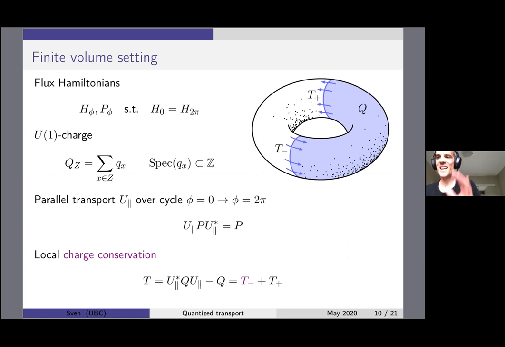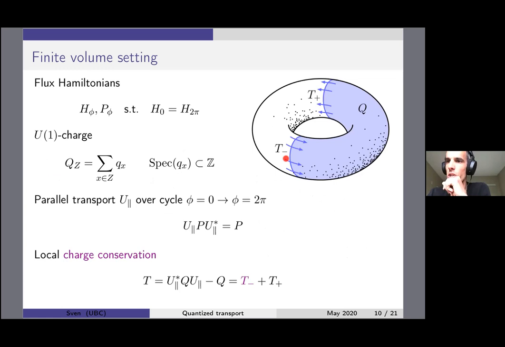So I put myself in a finite volume. My cylinder, I imagine it actually being a small part of that torus. It's a finite volume torus. I will imagine it to be arbitrarily large, but finite. And again, I will count the number of charges going in across this particular line.